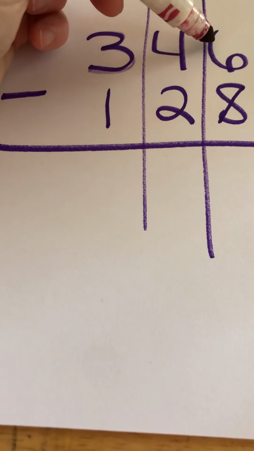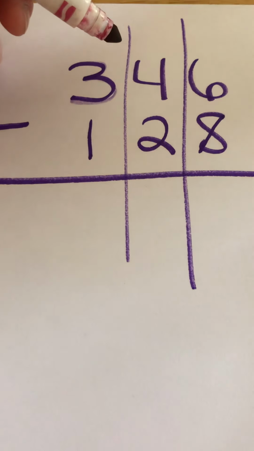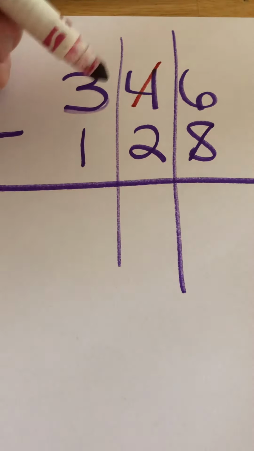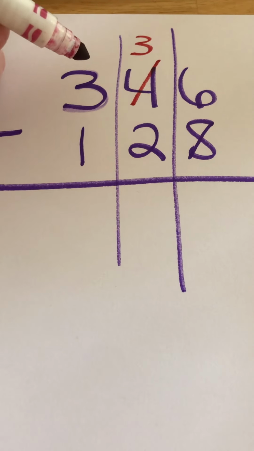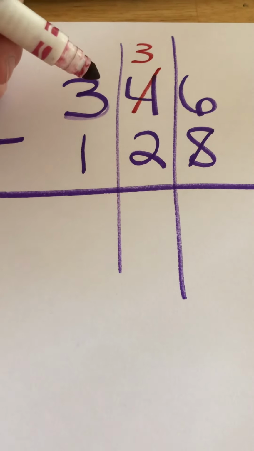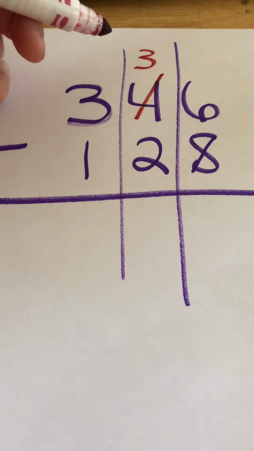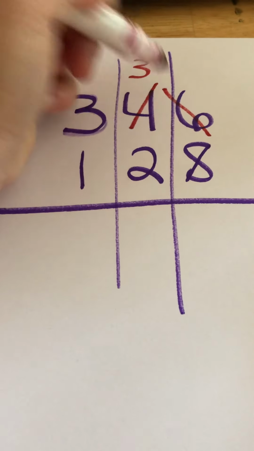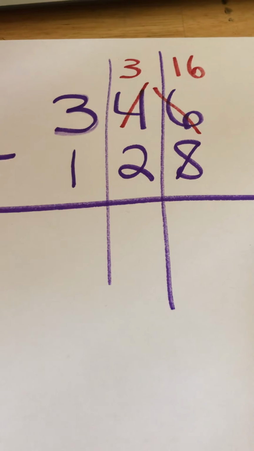So I've got a 6, and I need to take away 8. It's bigger on the bottom, so I have to borrow. So I come over to the tens place, and I borrow one. I'm going to take a 10, which will leave me 3 tens. I know that if I take a 10 rod and I smash it into singles, I'm going to get 10 singles. So I'm going to add those 10 singles or ones to the 6 that I have. So instead of 6, I'll have 16.